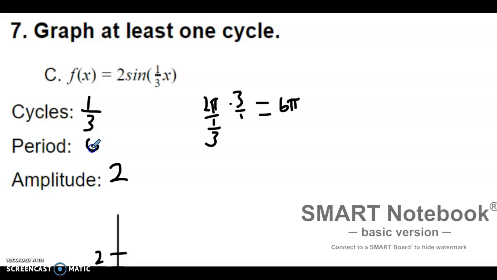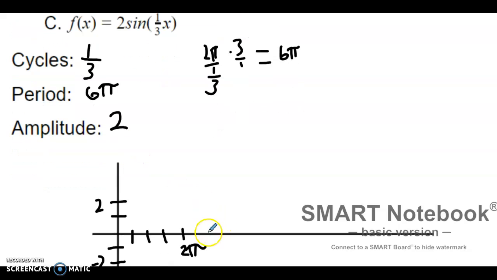So that means we're going to have to go all the way out here to 6 pi. 4 pi and 6 pi. And that is 1 period. There is 1/3 of a cycle from 0 to 2 pi, which makes sense because if it takes that far to get out to 6 pi, of course, there was only 1/3 of it there.